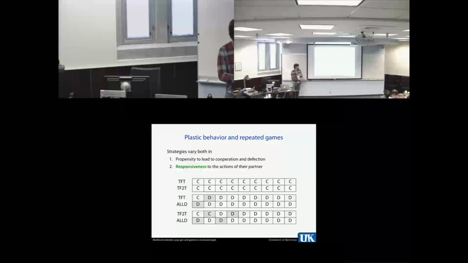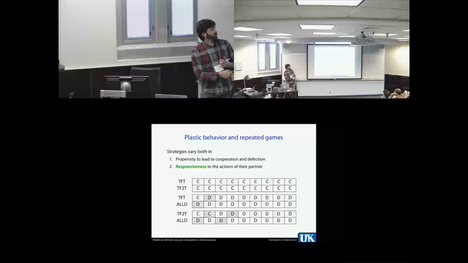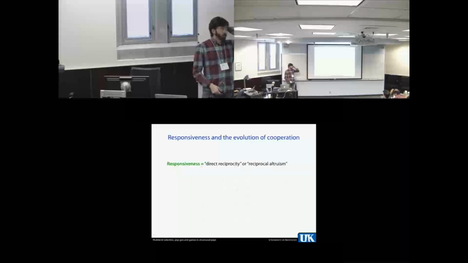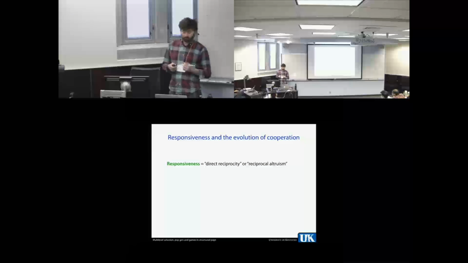So in a sense, this tit-for-two-tatter is a little bit less responsive to the immediate change in its partner's action. Even though this tit-for-tatter and this tit-for-two-tatter might have the same level of cooperation, in the sense that they both end up with the same outcome when they play each other, one is a little bit less responsive to the actions of its partner than the other. So this is what I want to get at, this level of responsiveness, to see how this affects the outcome of the cooperative game.